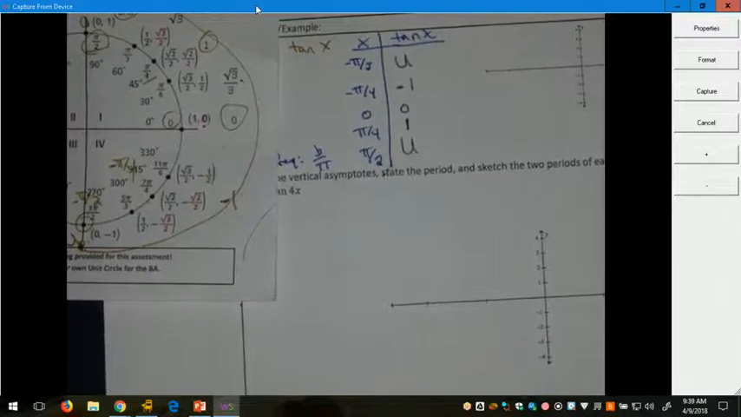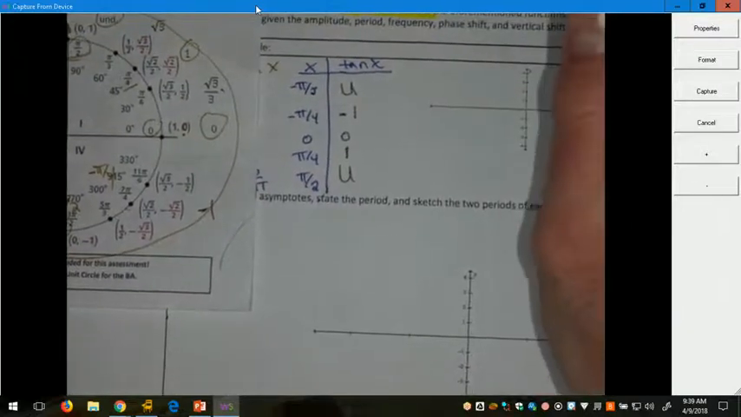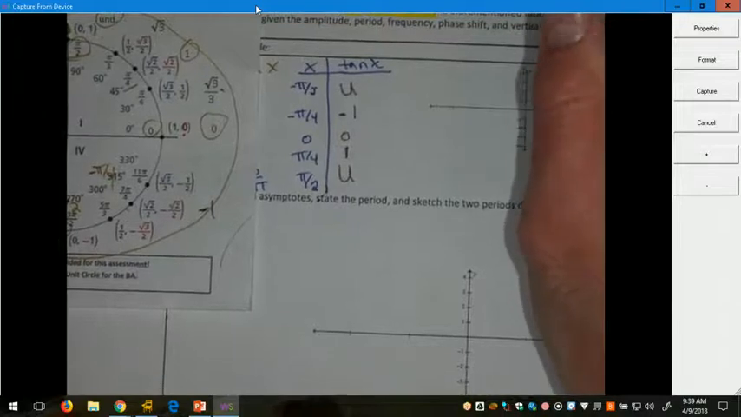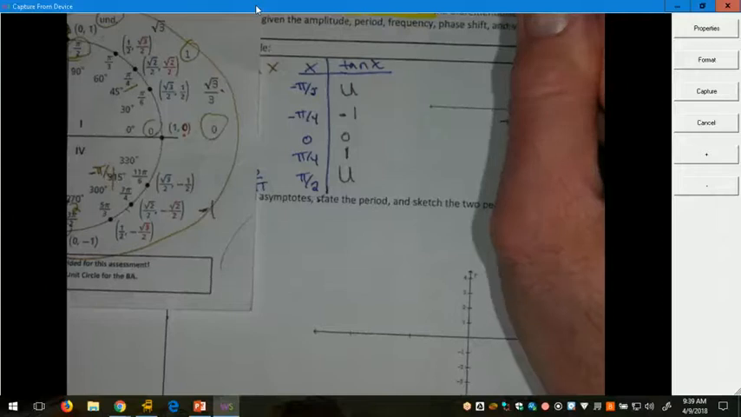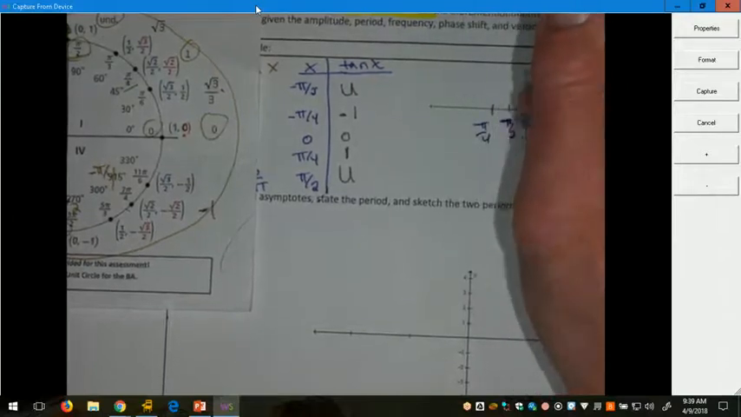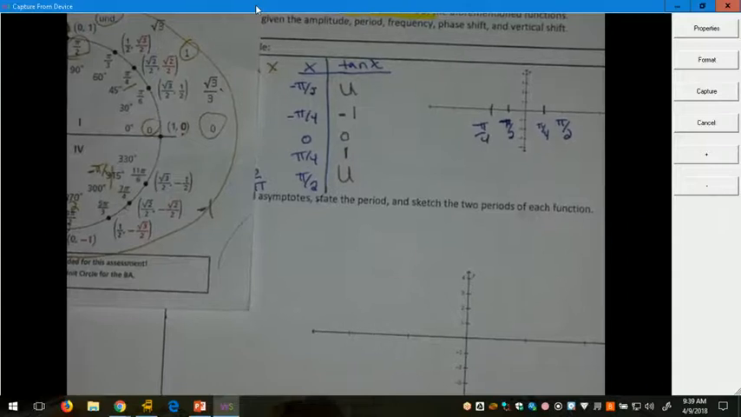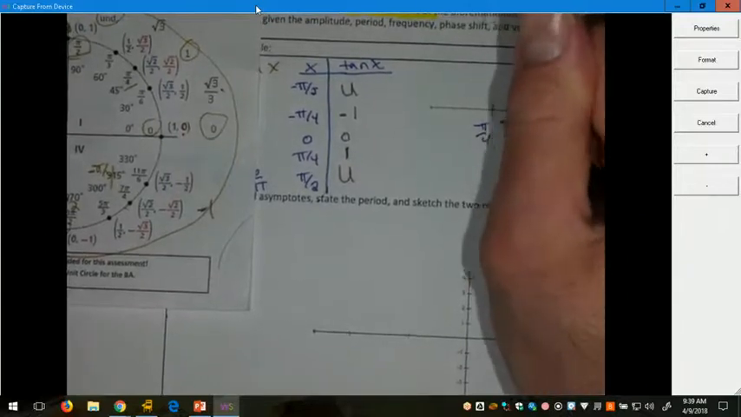Okay, so now I'm going to graph that, and I'm just going to graph it on here. This is pi over 2, so this would be pi over 4. This is negative pi over 2. This would be negative pi over 4. At my pi over... Wait, what am I doing? I wrote those in the wrong spot. Sorry.